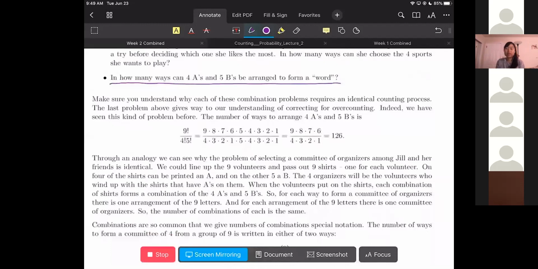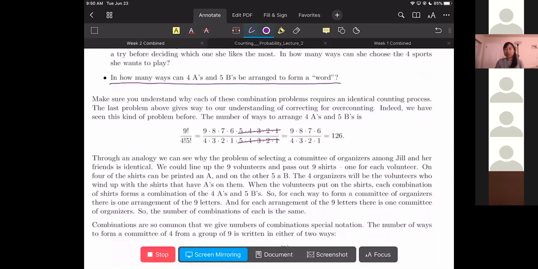And then we can basically use this analogy to see why the problem of selecting a committee of organizers among Jill and her friends is identical. So for example, we could line up the 9 volunteers, pass out 9 shirts, 1 for each volunteer. And then maybe 4 of the shirts say A on them, 5 of the shirts say B on them.